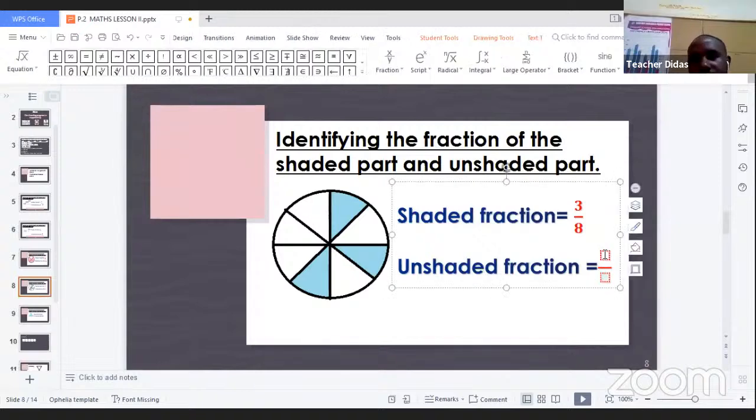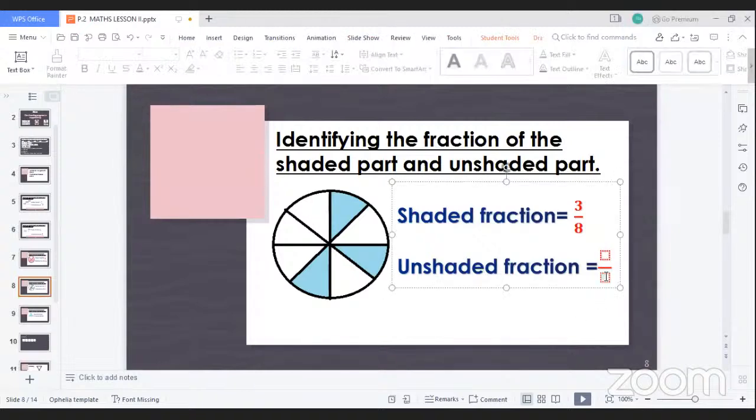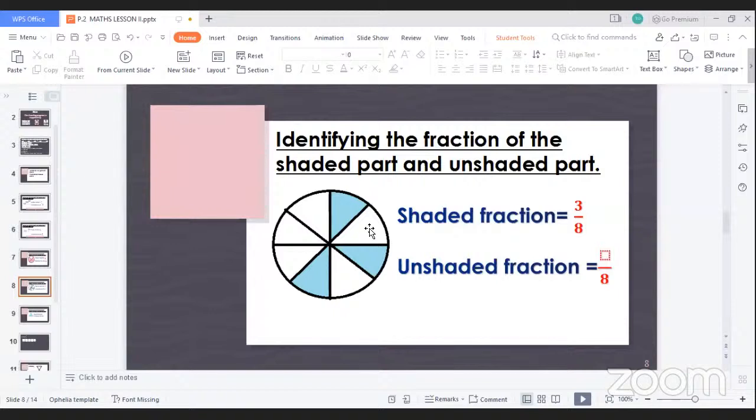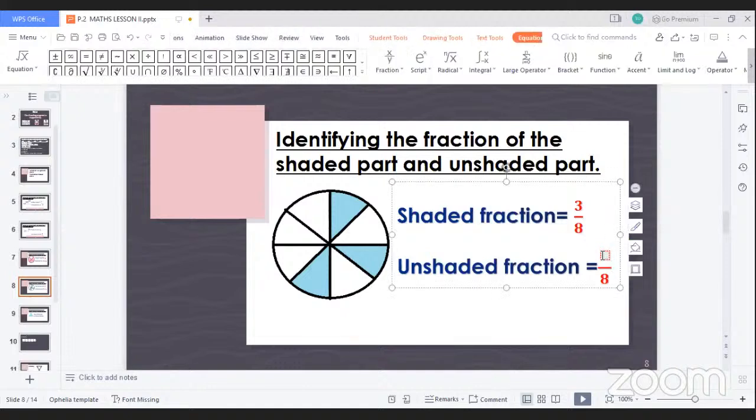Up, down? Down. Okay. Which part is unshaded? Can we count? Yes. 1, 2, 3, 4, 5. So the answer is 5.